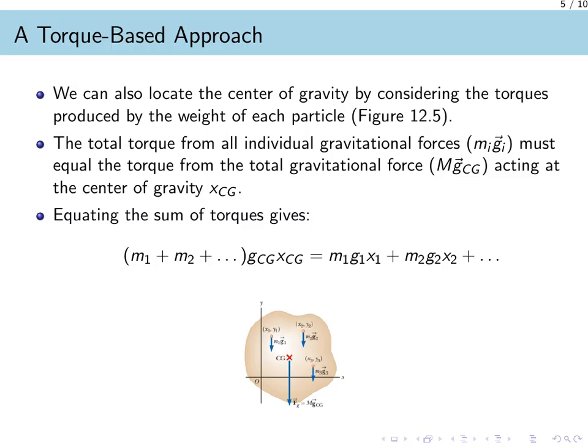The center of gravity is the special point where a single force, equal to the object's total weight, would produce this same total torque. This equivalent force is the total mass, m, times the gravitational acceleration at the center of gravity, g_cg. Setting these two ways of calculating the total torque equal gives us the equation shown. The left side is the torque from the total weight acting at the center of gravity, x_cg, while the right side is the sum of the individual torques. In short, the center of gravity is the effective point of application for the total gravitational force.